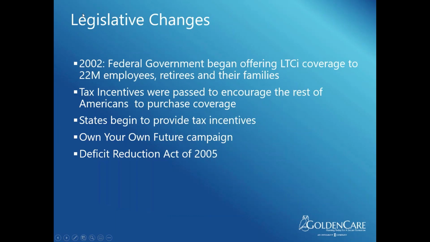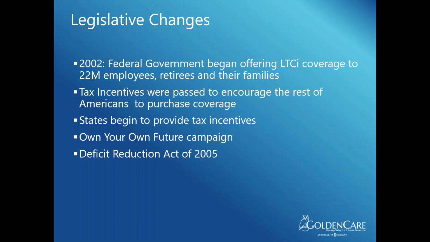Okay, so legislative stuff. What's the government doing? In 2002, the federal government offered long-term care to 22 million employees. It's a Fed plan. It was a decent little plan. It was very bare bones, basically just a heater and keys, but more than anything, it educated people on what long-term care was.